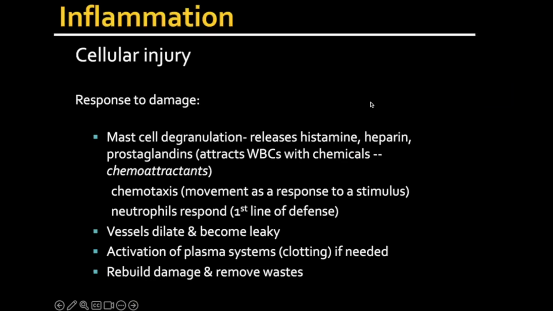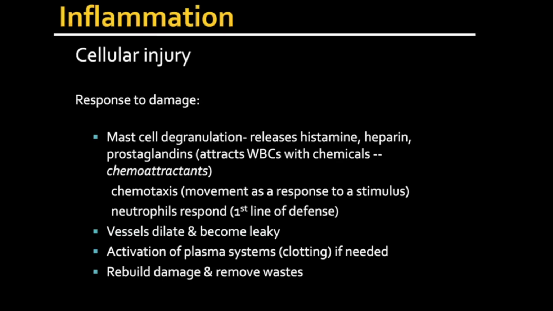All right, so let's talk about inflammation. Everybody's had inflammation. You'll recognize this. This is just injury to the cell. This is just, I cut my hand, or a bee stung me, or just some kind of injury. So what happens? Well, first of all, you have mast cell degranulation. What mast cells do is they release histamine, heparin, and some prostaglandins.